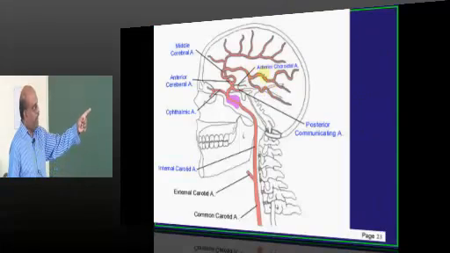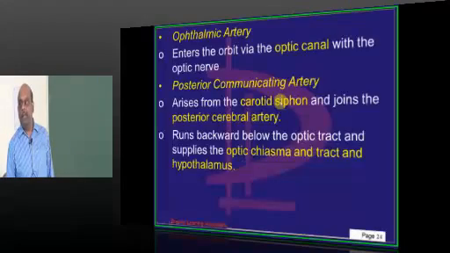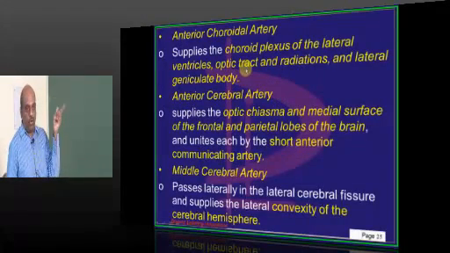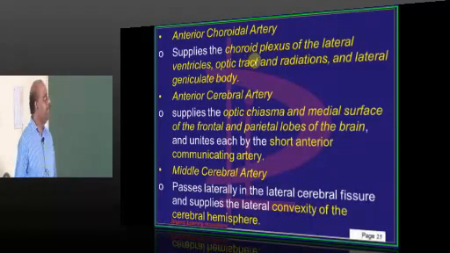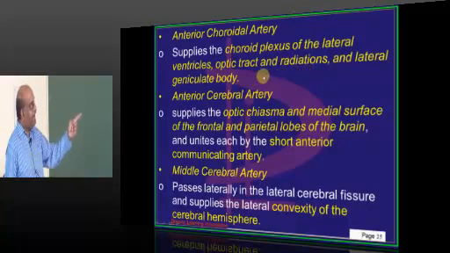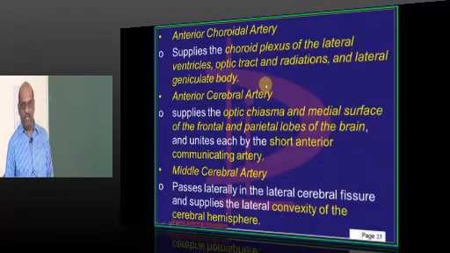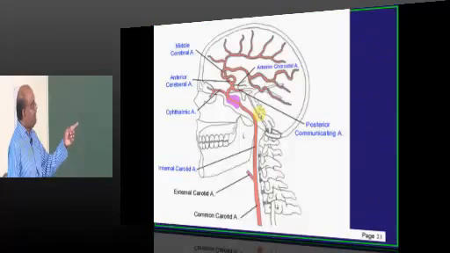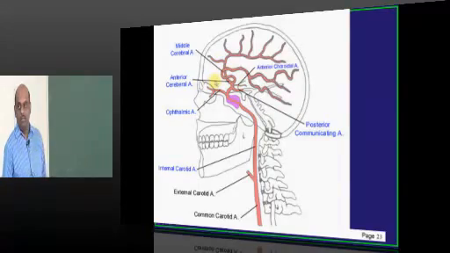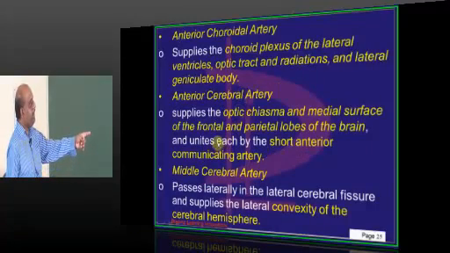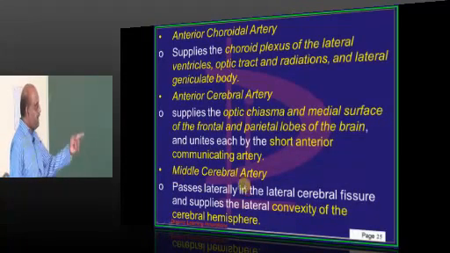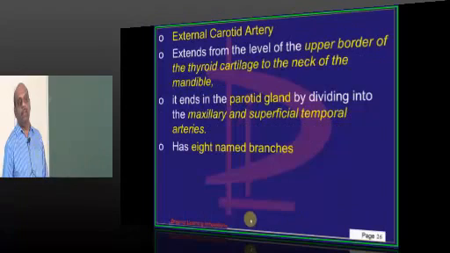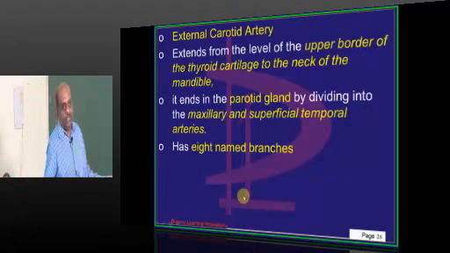Then anterior choroidal artery. What does it basically supply? It supplies the choroid plexus of the lateral ventricles, which is the source for the formation of CSF. And it also supplies the optic tract and radiation and lateral geniculate body, everything to do with vision. Carotids are closely related. Then anterior cerebral artery, you all know very well. It is the one which will ultimately supply the frontal and parietal lobes of the brain. And middle cerebral artery is also a branch of the internal carotid.